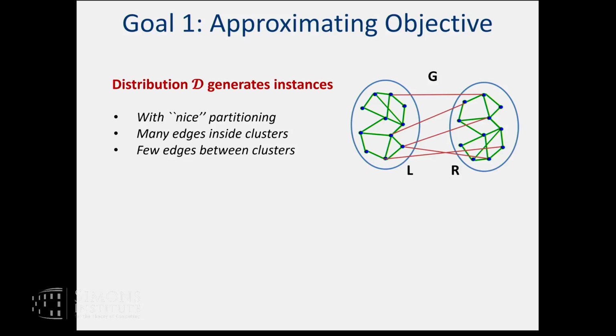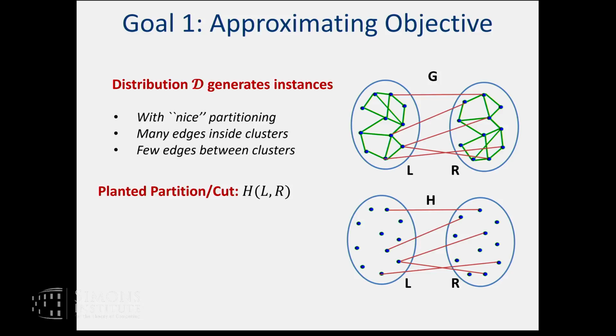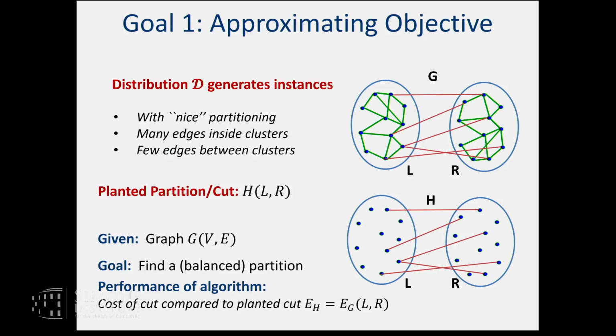So for instance, if you're looking at a problem like balanced cut, where you want to split the graph into two pieces and minimize the number of edges that go between them, here you're trying to find a partition. You're given a graph generated from this distribution, and let's say there is a planted cut, or an optimal cut, which we denote by H. The goal here is to output a balanced partition whose cost is small compared to the cost of the planted cut. So here the goal is to approximate the objective.